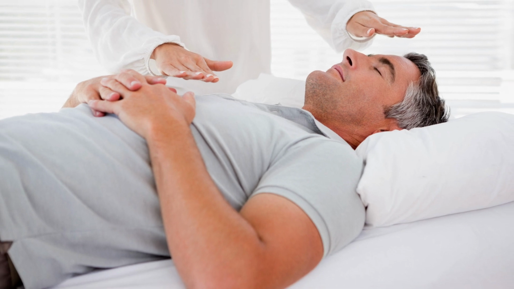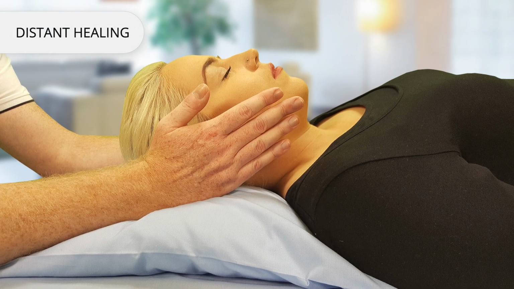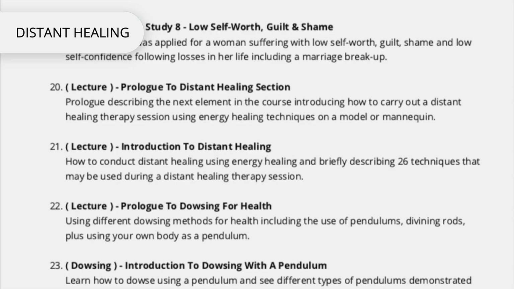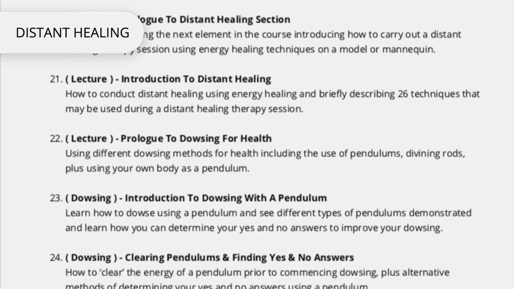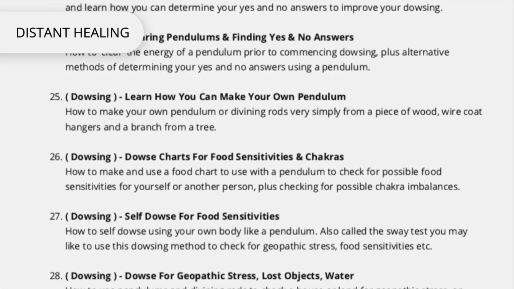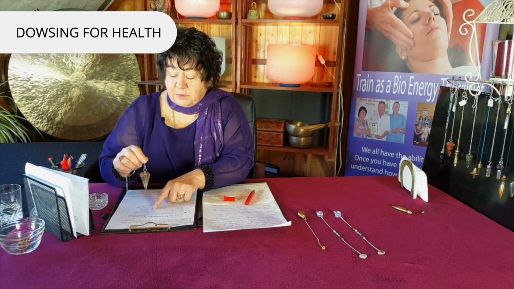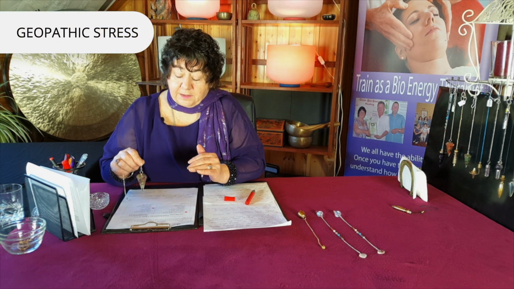Learn how you can apply energy healing for distant healing, using a sample of hair and a photograph of a person many miles away who may be sick or unwell. We have added a complete section on dowsing. Learn how you can use dowsing for possible food sensitivities for yourself or another person, plus checking for possible chakra imbalances and for geopathic stress.